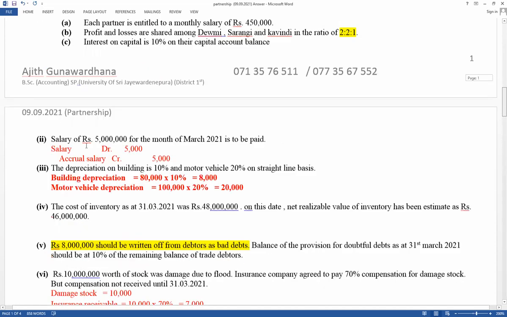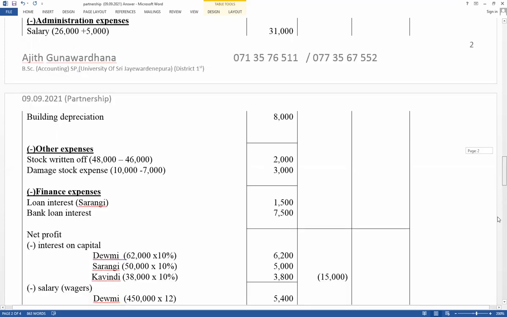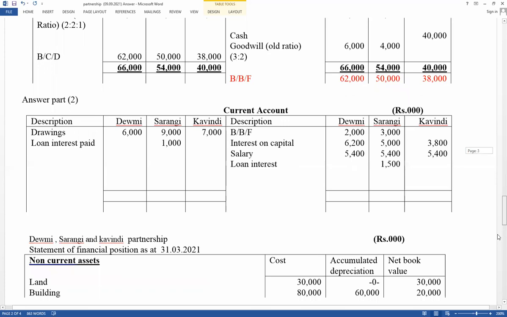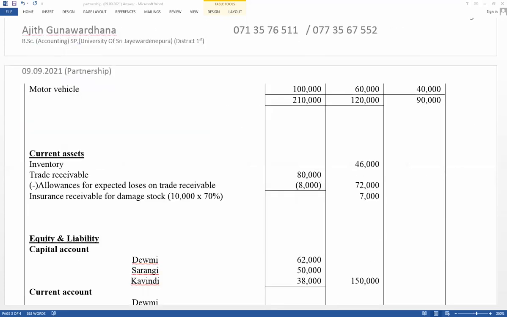Under other income, fixed deposit interest income. The 13,000, whether cash was received or not for the year, should be included under other income, and the amount not received goes under current assets as FD interest income receivable. Then the difference value is 5,000.